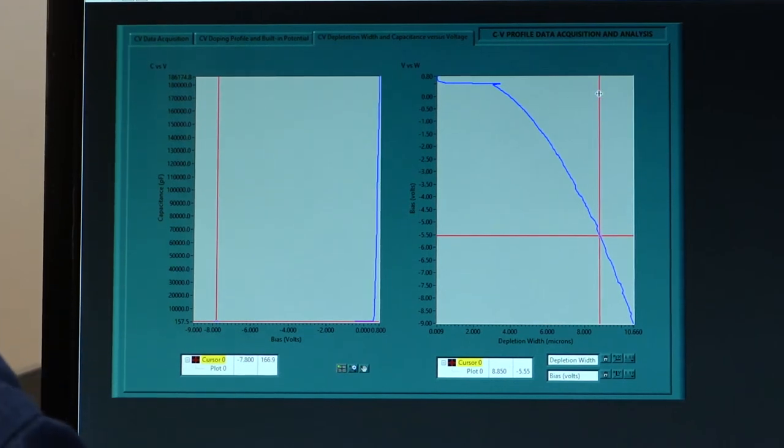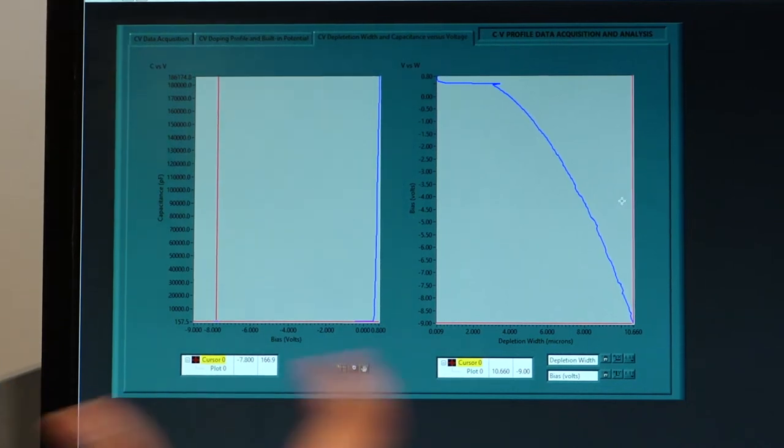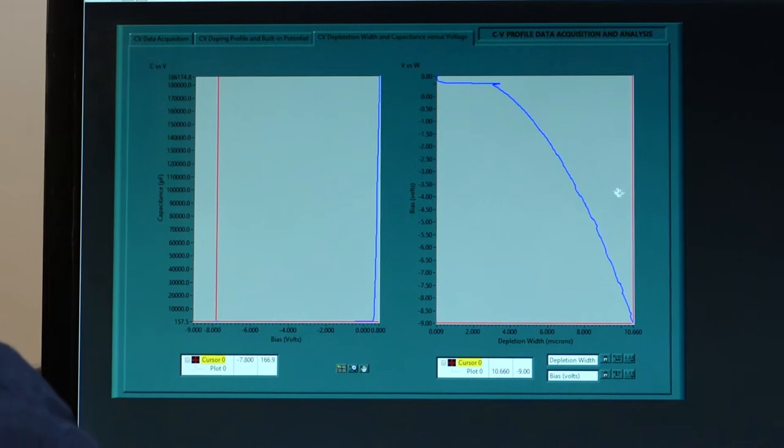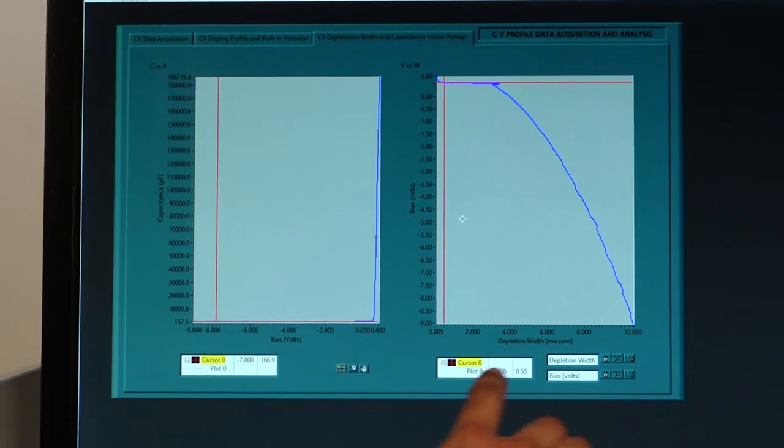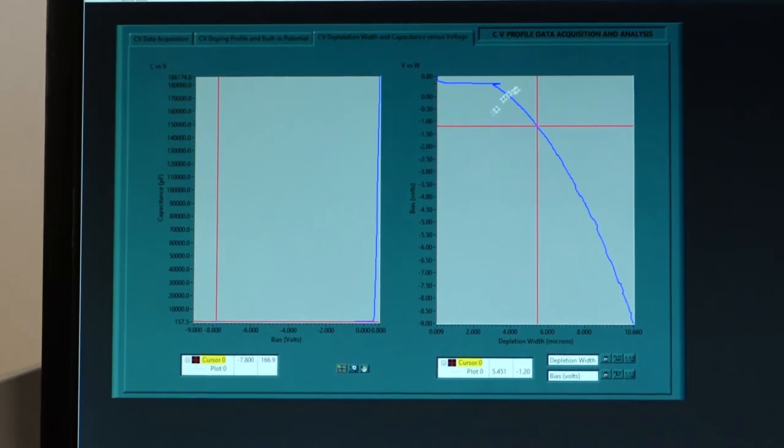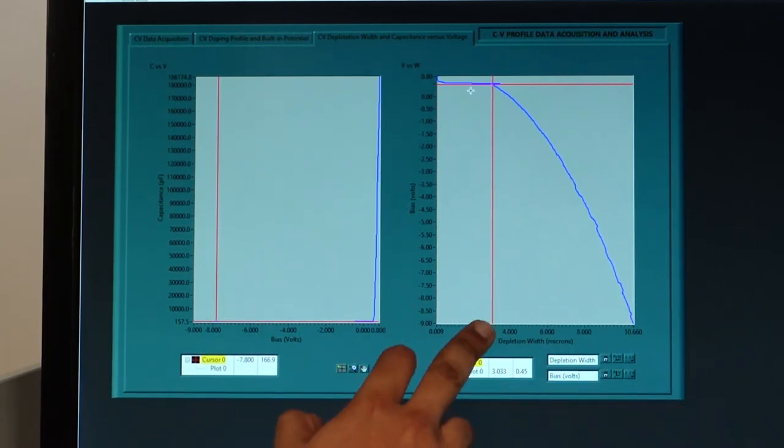We can see that for the voltage ranges that we have selected, say we have selected minus 9 volts, that would mean 10.6 microns of depletion region, whereas in the forward bias, when we are going to 0.7 volts, we can note the cursor numbers here. The left hand number is the x-axis, the right hand number is the y-axis. We can see as we go towards 0.5 or 0.7 volts, the depletion width has reduced to around 3 microns.